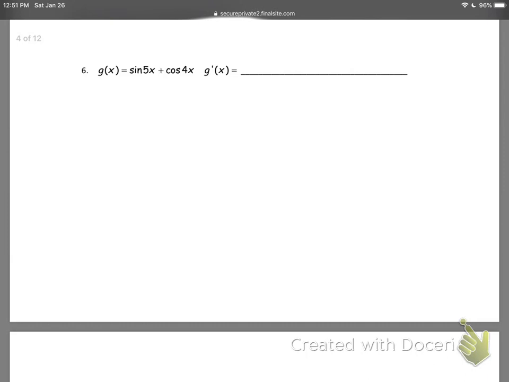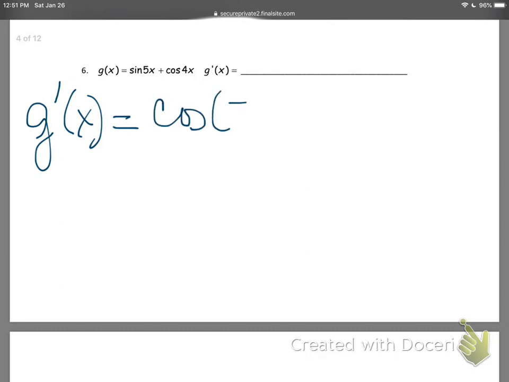Okay, here's question 6. Now do not let this form fool you. You don't have to do the power rule, but you do still have to do the chain rule, and you're just going to work from left to right. So here we go. So g prime of x equals the derivative of sine 5x, which is cosine 5x, and then I'm going to take the derivative of the 5x, which will be 5.